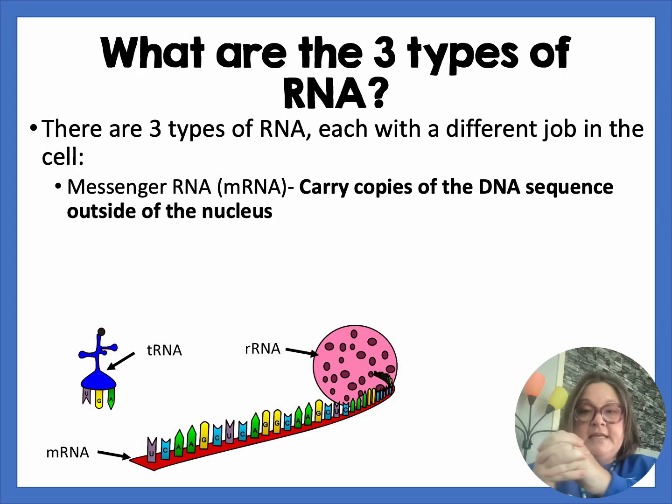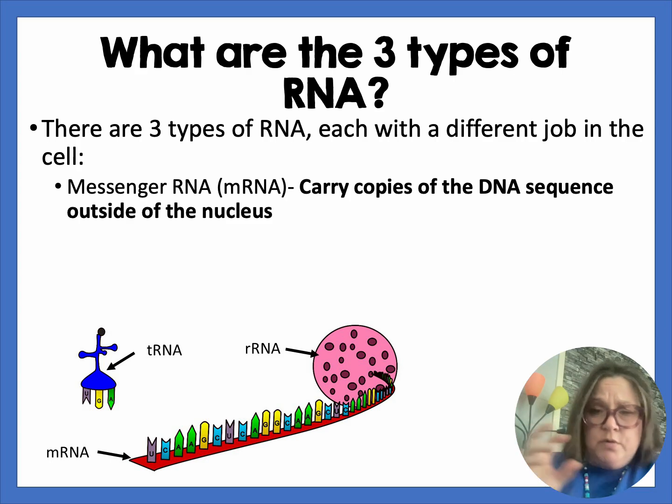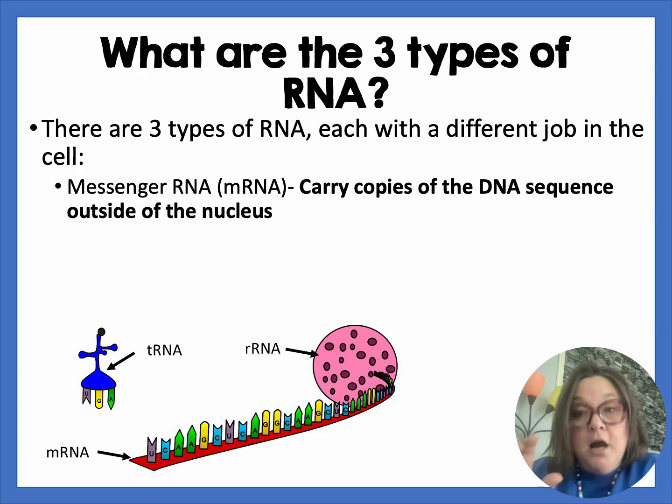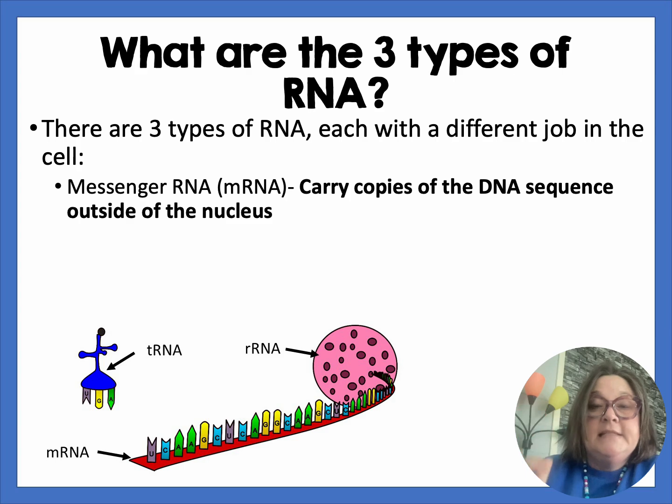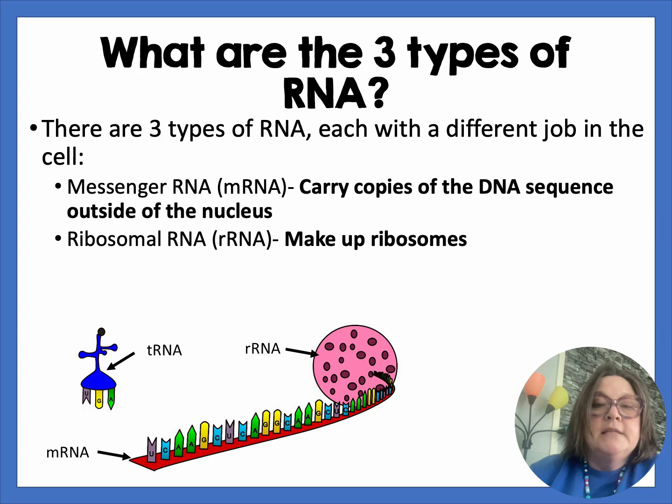So your DNA is inside the ball within the cell, the control center basically inside your cell where everything is kind of going on. It's the brain in there. And so your DNA is stored inside of that. Your messenger RNA is going to carry copies, not the actual DNA, but copies of the DNA sequence. So the order of the DNA, it's kind of like the coding, is going to carry it outside the nucleus.